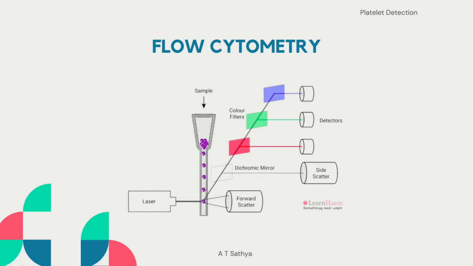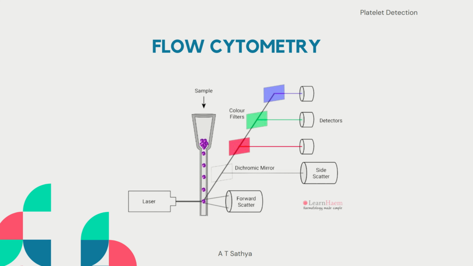Next is flow cytometry. Flow cytometry offers another avenue for platelet detection. Let's explore its capabilities. So flow cytometry detects platelets based on their optical properties and fluorochrome signals. As platelets pass through the beam, they scatter light in a manner that provides information about their size and granularity. Platelets emit fluorescence when excited by the laser.